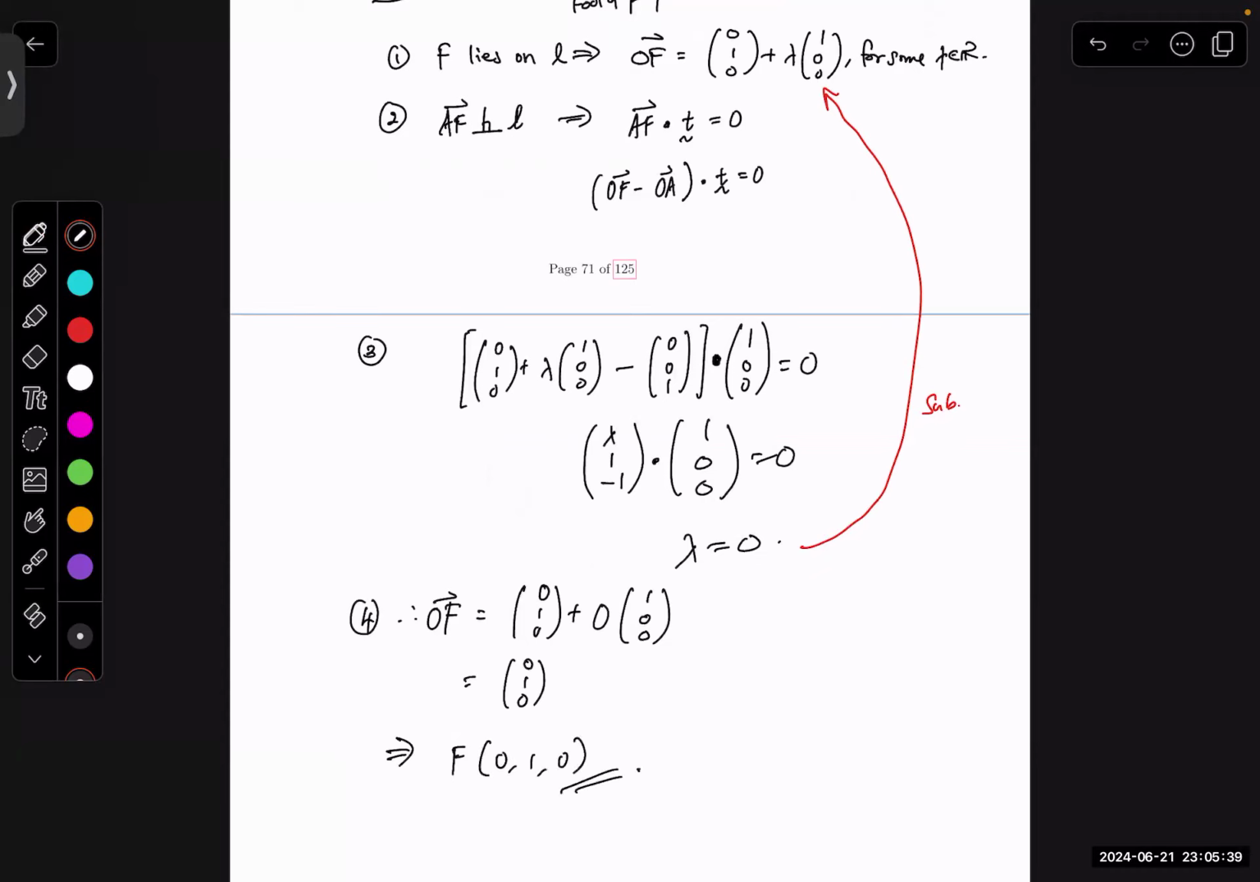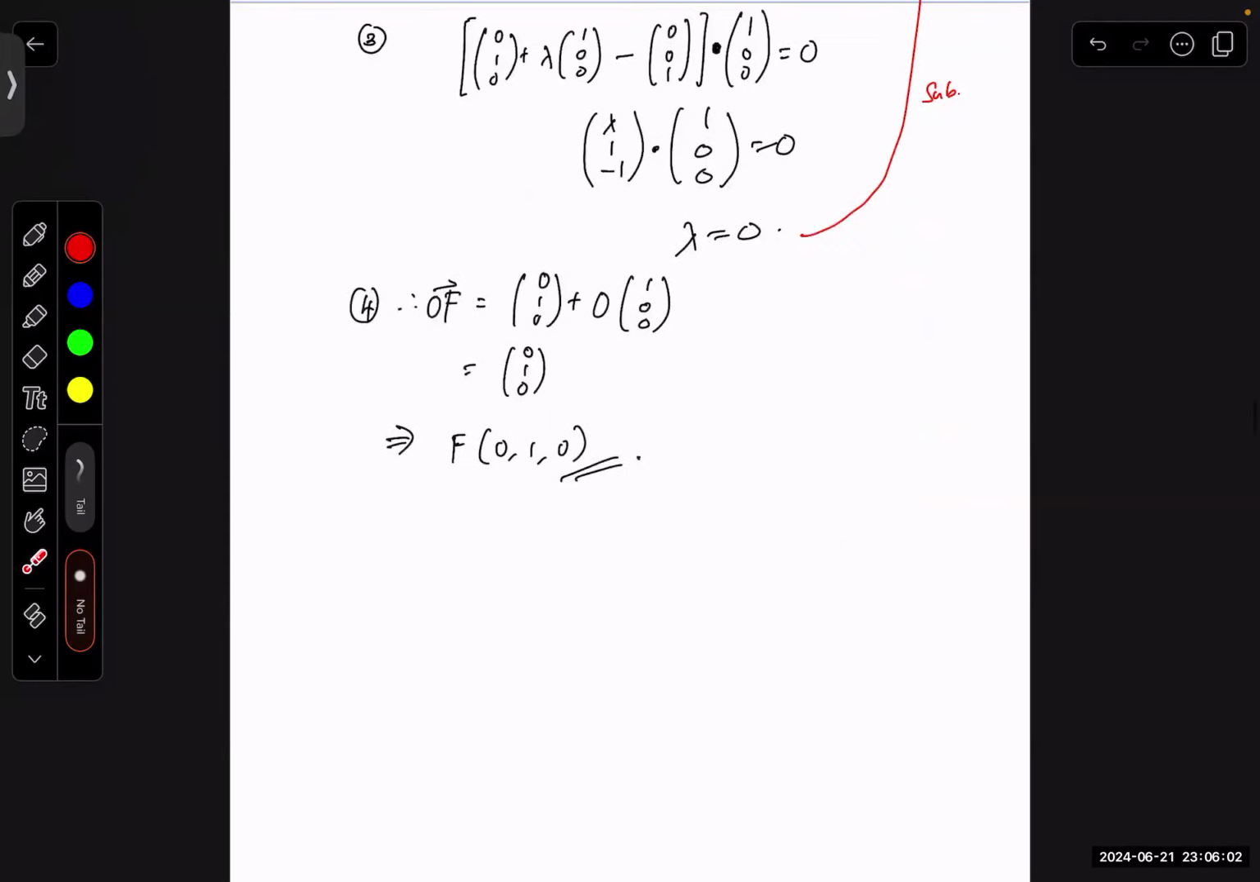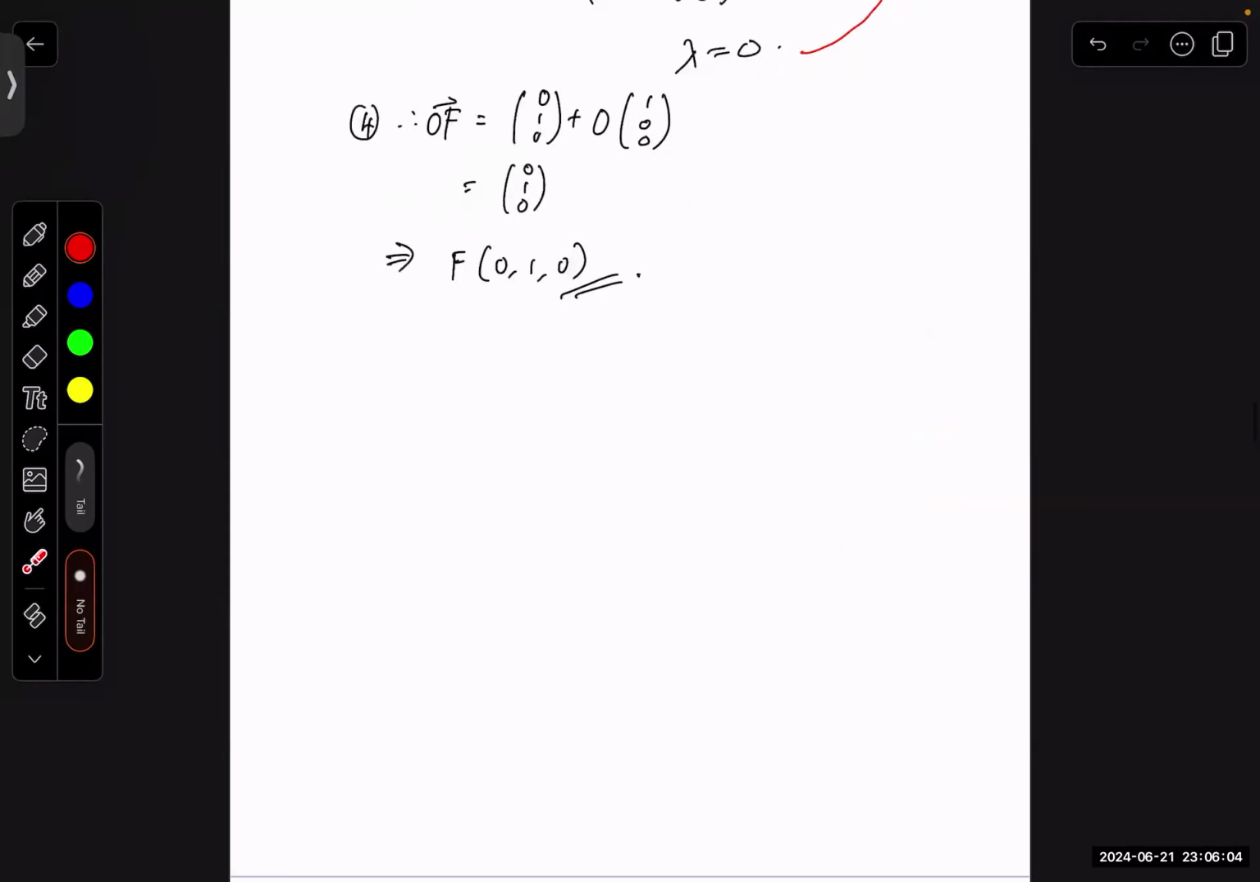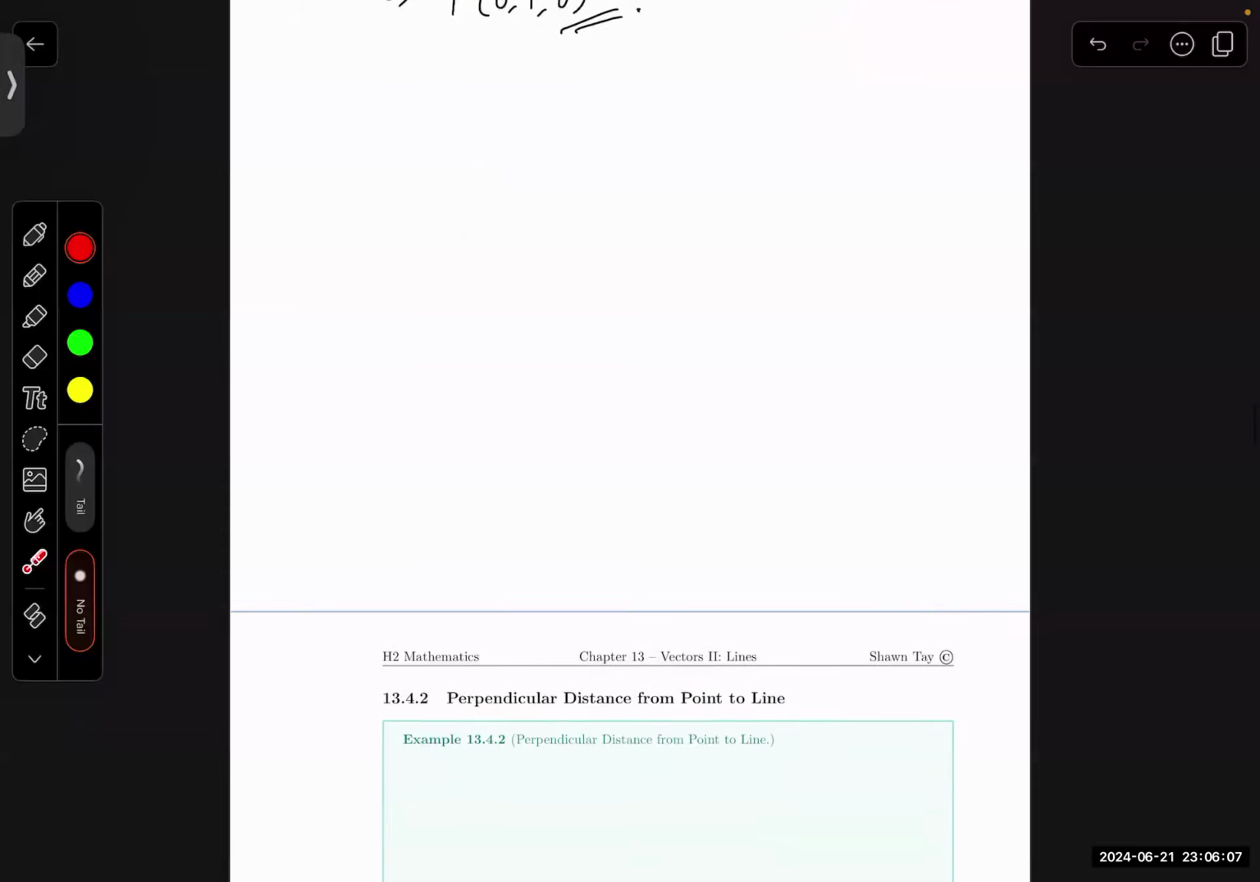Done. So for foot of perpendicular, this step can get a little bit more tedious if the numbers aren't so nice, but the idea is always the same. You follow these same 3 or 4 steps, you will get your foot of perpendicular. You must remember how to find it, because if you don't, there are some other questions that you won't be able to solve.